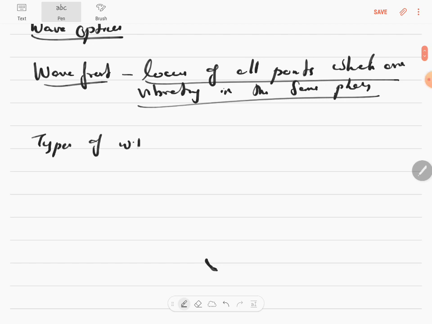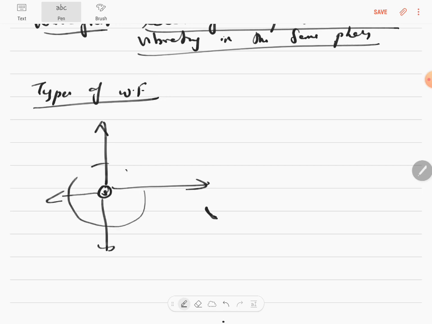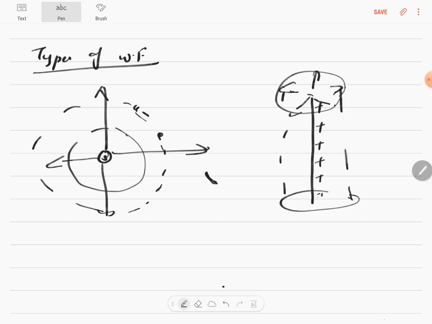Types of wavefront. Supposing there's a spherical source of light, the rays are going to emerge like this from it, and you can imagine a spherical wavefront. These are the points at which they're vibrating in the same phase, and locus means a line joining them, so that gives us a spherical wavefront. Next is a line source, like a line charge, which will give a cylindrical wavefront.